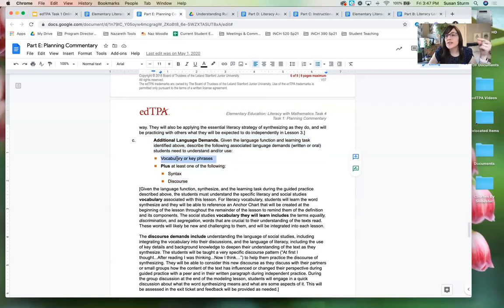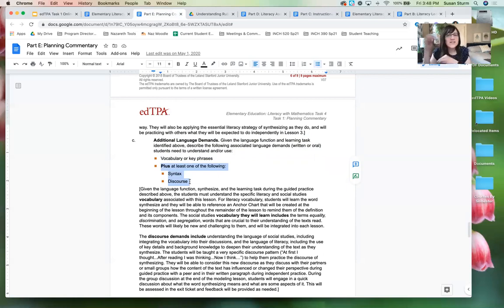Vocabulary or key phrases. This is your vocab words. When do your students get to try out the vocabulary? Where are they learning it? What are the challenges related to this? They want to know, given synthesizing and what you just described above, describe the vocabulary and then at least one of the following. You only have to do one.